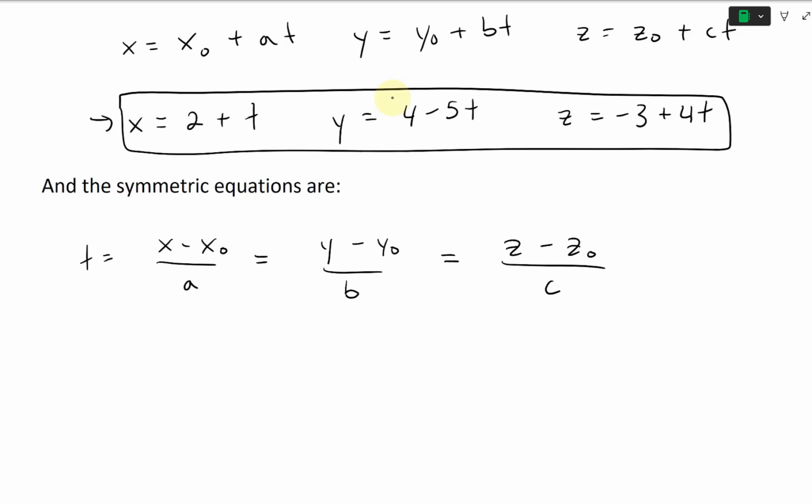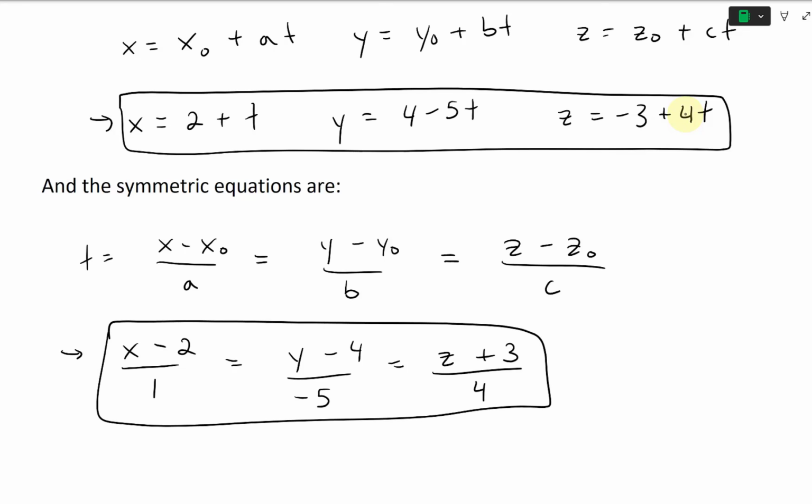We know x naught is just 2, then 4, then negative 3. And this is divided by a, which is 1 here. This equals y minus 4 over negative 5. This equals z minus negative 3, that's going to be plus 3, negatives become positive with 2 negatives. And then divide this by c, which is 4. So there it is, our symmetric equations.